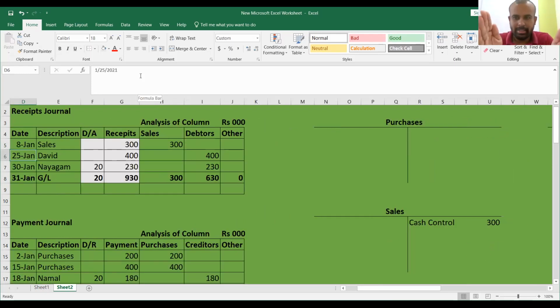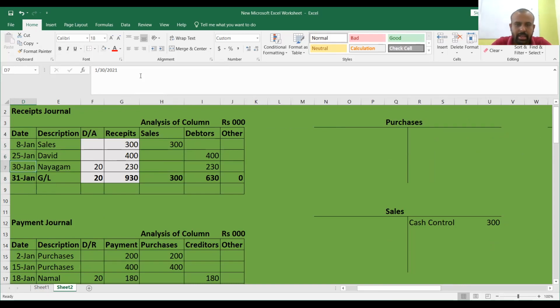When you are copying the receipts journal to the ledger, there are two value columns. One is a discount allowed column, the other one is a cash receipts column. Discount allowed column: discount allowed account debit, trade receivable control account credit. Cash receipts: total cash receipts debited to the cash control account, credited to the respective other ledger accounts. So, 930 debited to the cash control account. Out of that 930, 300 credited to the sales account, and trade receivable control account credited 630,000.